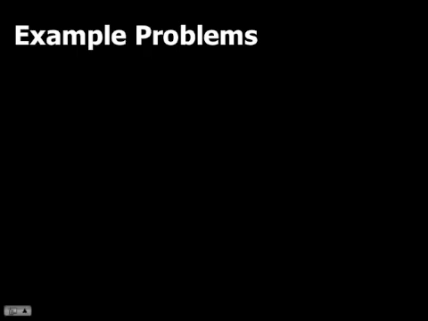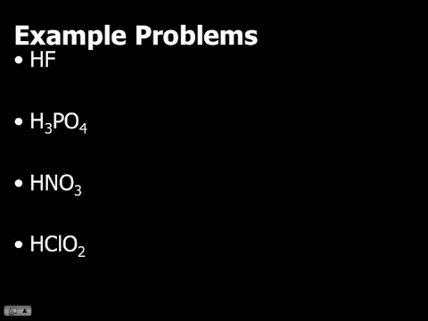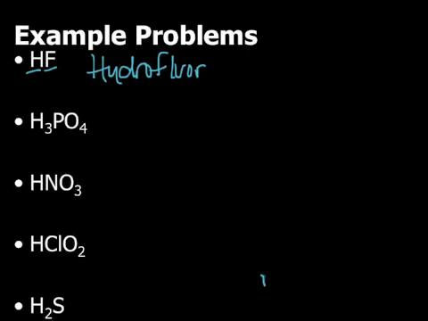So let's look at some examples. Our first one is HF. This one is a binary acid because there are only two elements there. If it's binary, I'm going to put a little B over here so we know that it's binary. We use hydro, the root of the element, fluor, and then ic on the end. So that would be hydrofluoric acid.